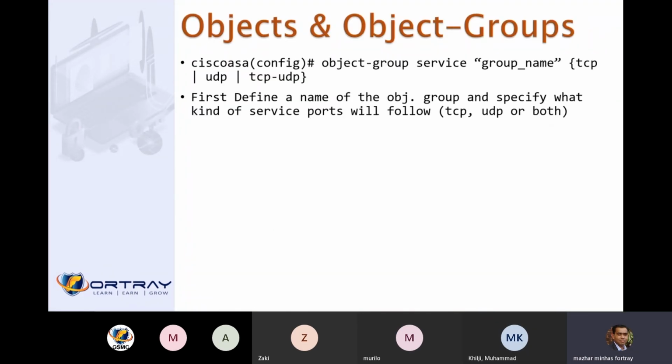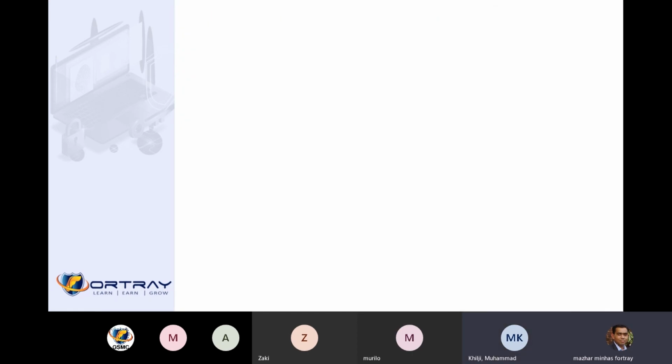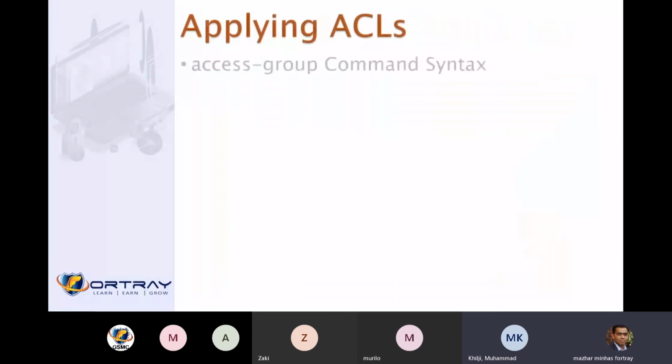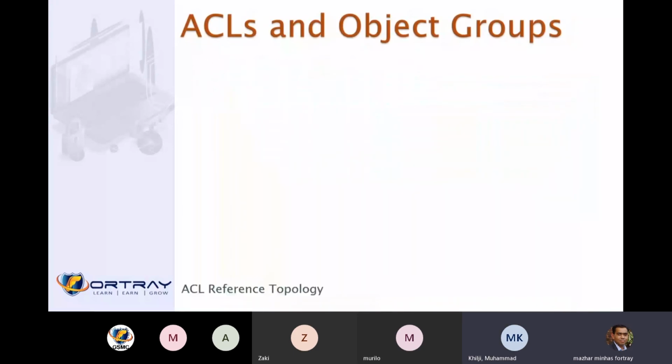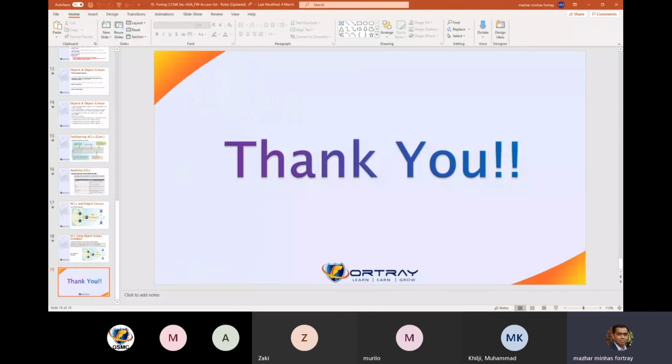Clear? I already explained how we can apply this access list. The access-group command, you have applied it. So that's the whole concept of access lists using the object groups.